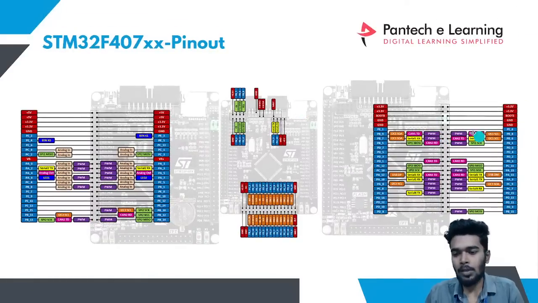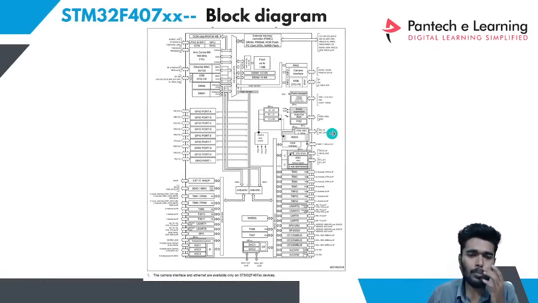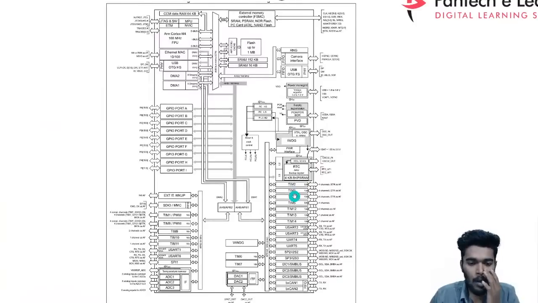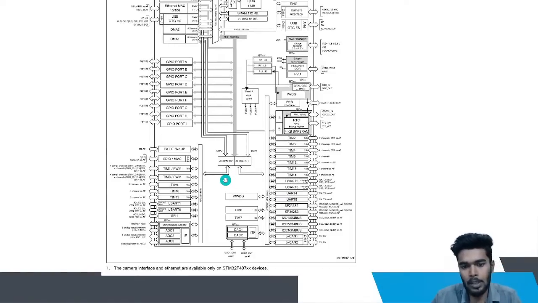So these are the pinouts. We have 4 functions each. And now we will see the block diagram. When you see the block diagram, you can see that we have a port connected to the AHB1 bus, and we have 2 buses, which are AHB1 and AHB2, and we have APB1 and APB2. So the APB1 bus has been connected to the UART, timers, all these things.